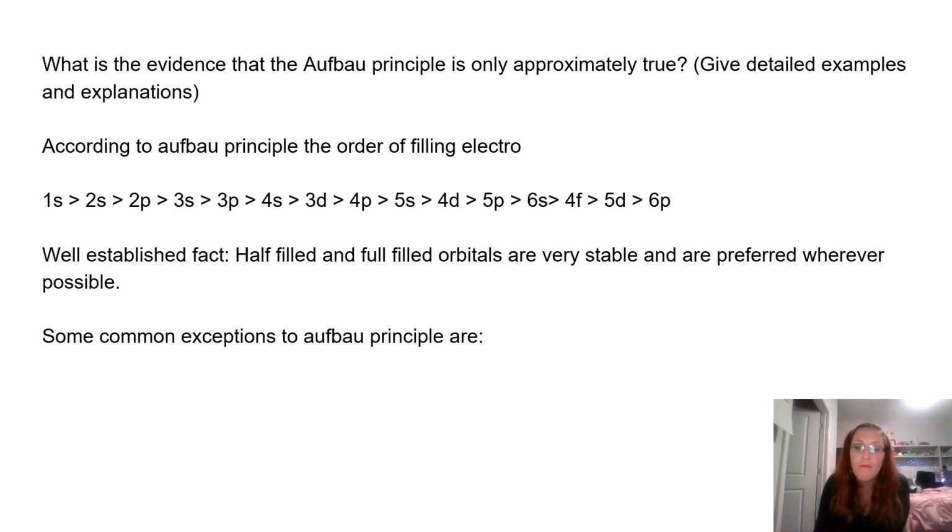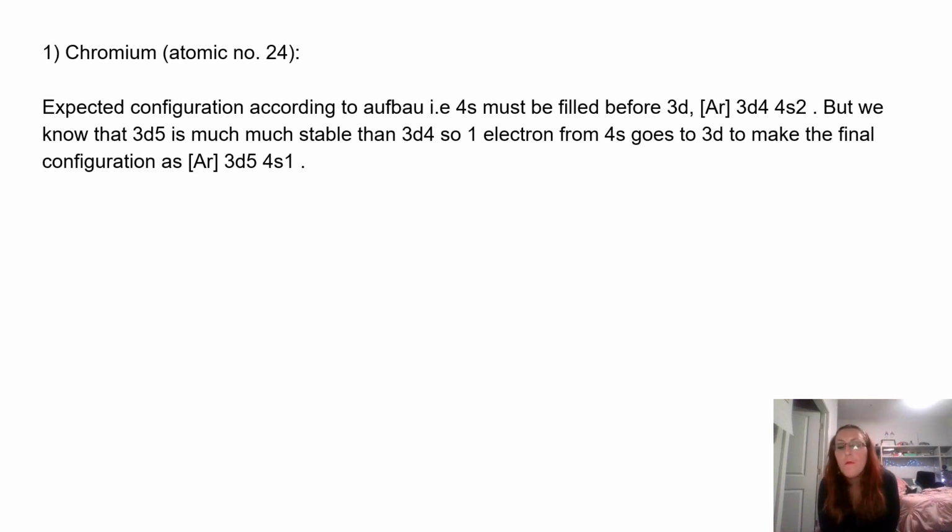Some common exceptions to the Aufbau principle are chromium, atomic number 24. Expected configuration according to Aufbau: 4s must be filled before 3d, so argon 3d4, 4s2. But we know that 3d5 is much more stable than 3d4, so one electron from 4s goes to 3d to make the final configuration argon 3d5, 4s1.